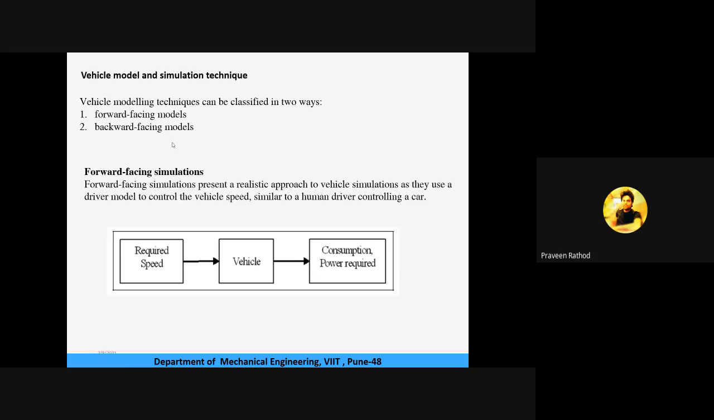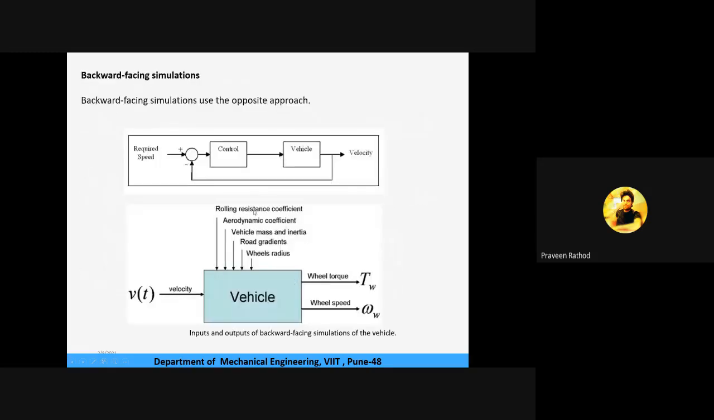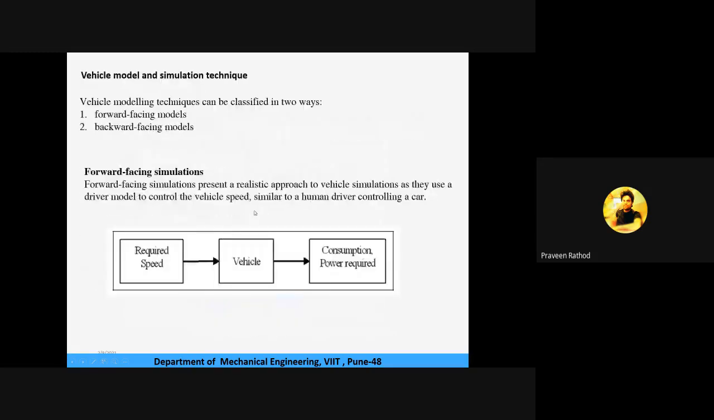The second is a backward-facing model. So दो type simulation कर सकते हैं. एक कर सकते हैं हम लोग forward facing model, as well as this indicates the forward facing model, and one more figure is that this indicates the backward facing model. So forward facing simulations are present in approach to vehicle transmission.